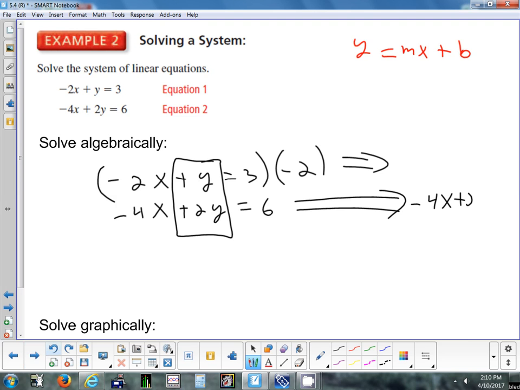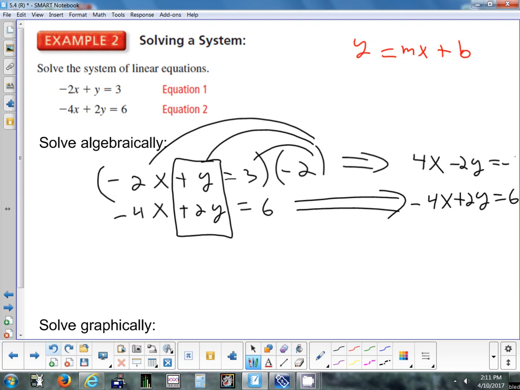Negative 4x plus 2y equals 6. I tried to kind of set it up like your template you used last week. We kind of did it horizontal, and then we worked down. Now let's do that. What's negative 2 times negative 2x? Positive 4x. What's negative 2 times y? Negative 2y. And what's negative 2 times 3? Negative 6.